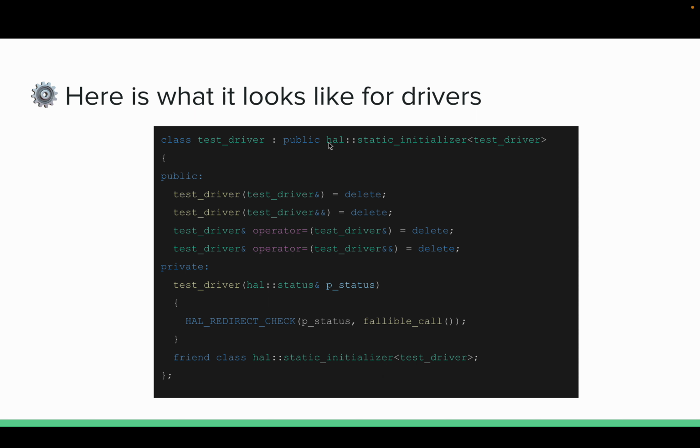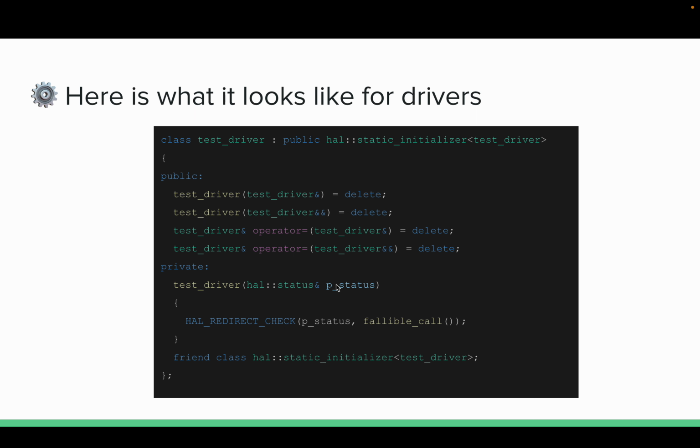So here we publicly inherit static initializer test driver, which is the same name here. This is a technique called curiously recurring template pattern, or CRTP, and it allows you to extend a driver as if you were its parent. So you can effectively extend different drivers to do whatever. This also allows me to delete all of the copy and move constructors from the static initializer, preventing this class from doing the same. And then here we have the constructor, which takes a status.